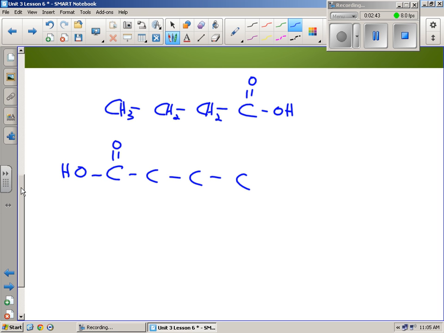The C has to bond to the O, which bonds to the H, right? You can't have C, H, and then another O there. There's no room for it, so it has to look like that. I don't care, honestly, which way you write it. I'm going to tell you this is easier, and this is going to be better for you down the road. But it's up to you, ultimately. So this is butanoic acid here.